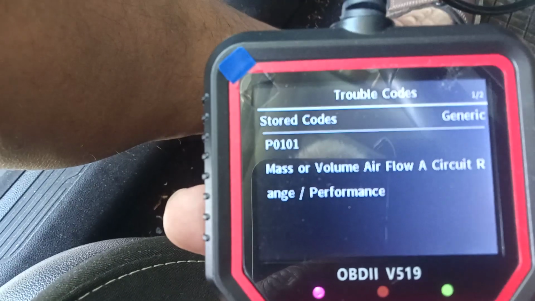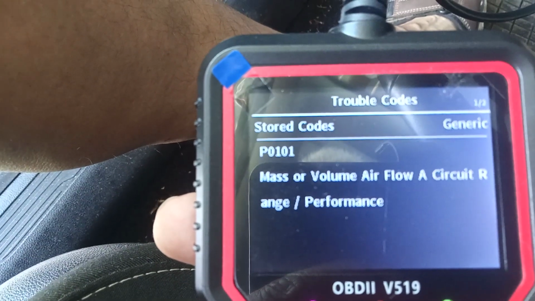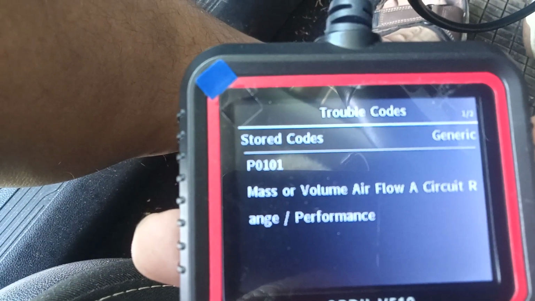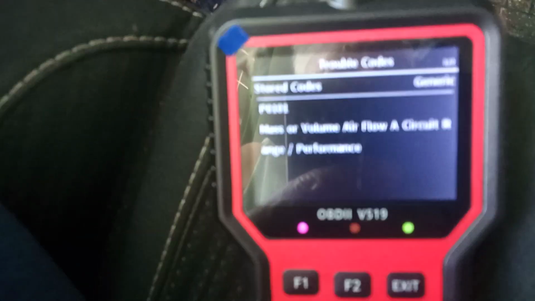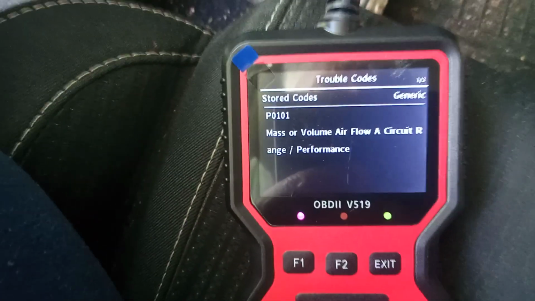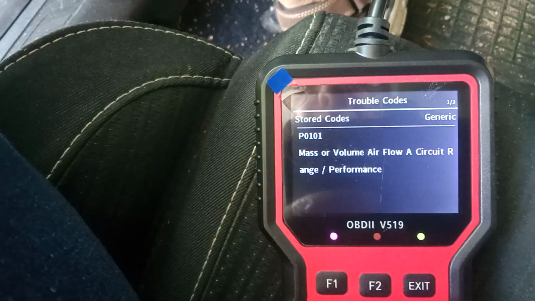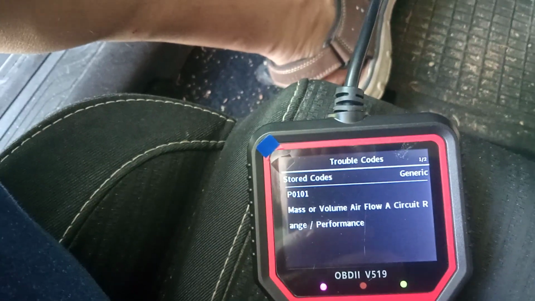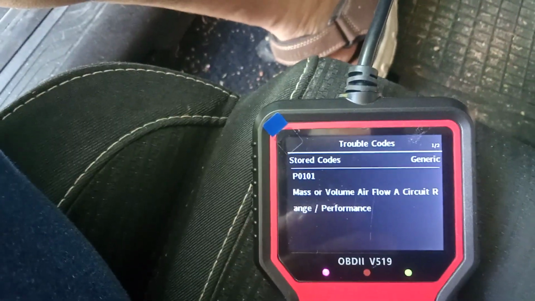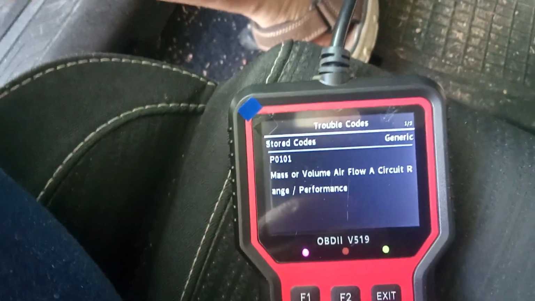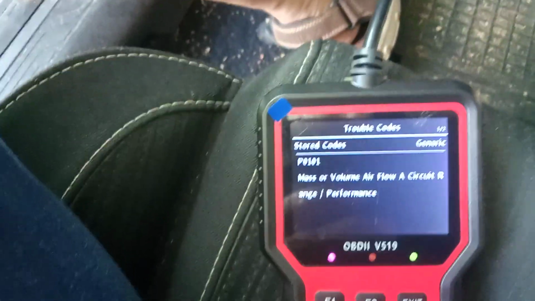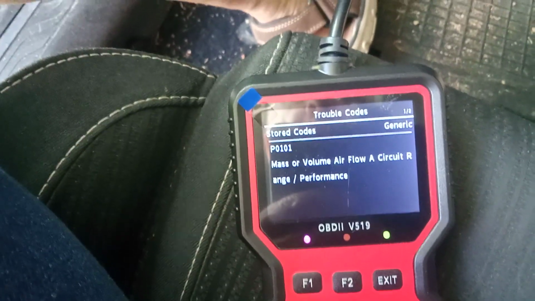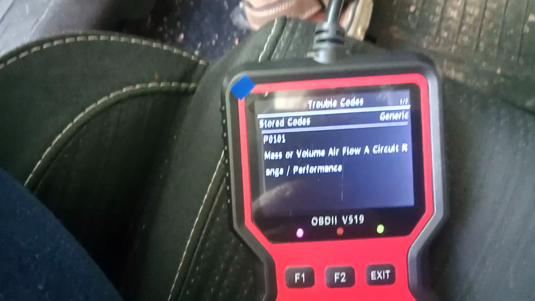It is error 101, and what it say? It say mass or volume air flow, and this means that it is sensor for airflow, and we must clean it or replace it.